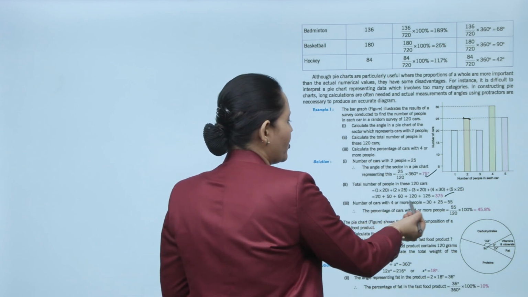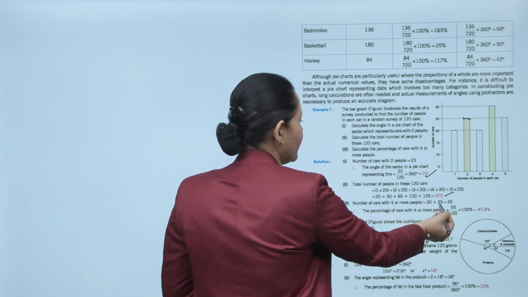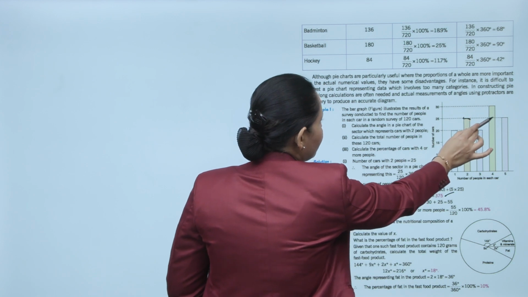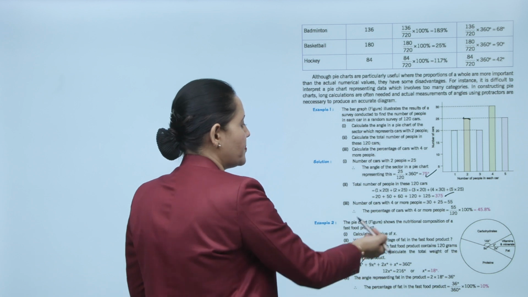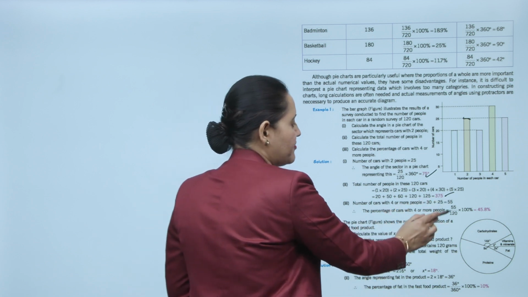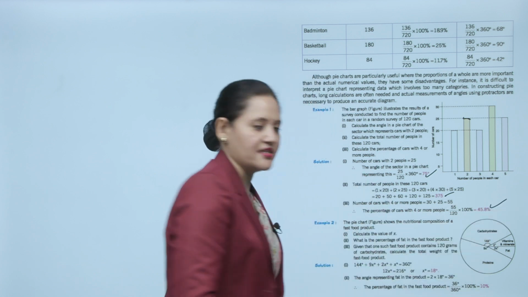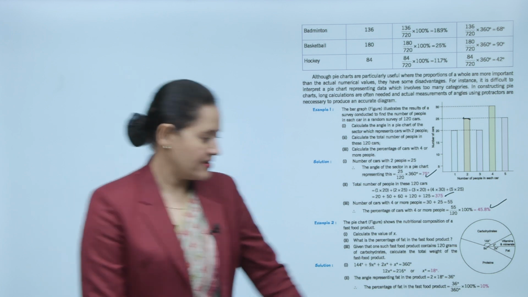So number of cars with 4 or more people, that is equal to 30 plus 25. ये हो जाएगा 30 plus 25. 4 से ज़्यादा, 4 और 4 से ज़्यादा ये हो जाएगा. So percentage क्या हो जाएगा 55 upon 120 into 100, that is 45.8%. Clear? So we can find it out easily.